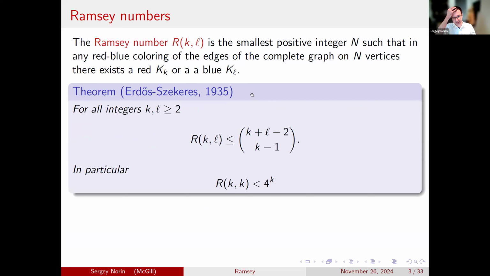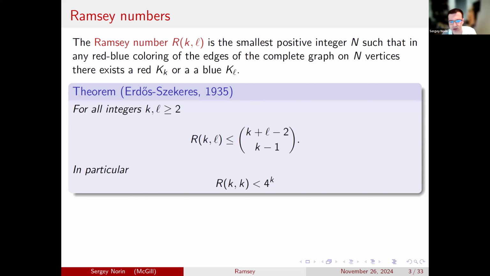But Erdős and Szekeres gave quantitative bounds on Ramsey numbers in 1935. And these bounds, which I will be frequently referring back to, form a baseline, a standard to compare to. So they have shown that the Ramsey number R(k,l) is at most a binomial coefficient, which is roughly (k+l choose k).